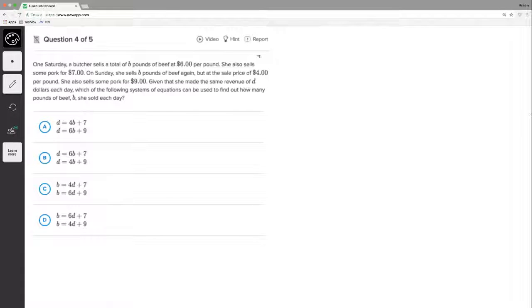On a Saturday, a butcher sells a total of B pounds. Look, I'm going to immediately start setting this up. The total amount for the total pounds of beef is 6 times the number of pounds, $6 per pound. So I'm immediately going to start with 6B. She also sells some pork for $7. Now, they just said some pork for $7. They didn't say $7 per pound of pork. So our pork is just straight up $7.